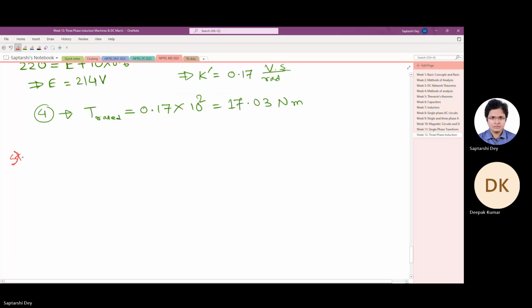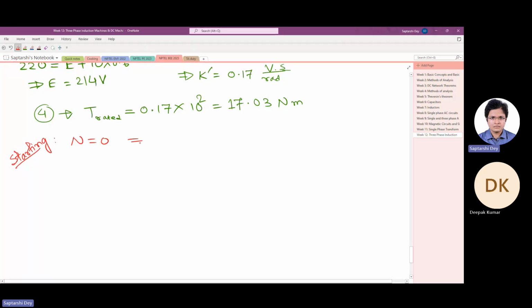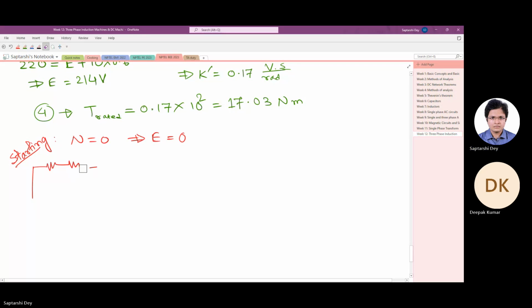So I have already explained why we need to add resistance in series at starting. Now the resistance has to be calculated such that we get rated torque at starting itself. So at starting, what happens? Speed is 0. That means back EMF is 0. So the equivalent circuit becomes like this. Back EMF is short circuited now.